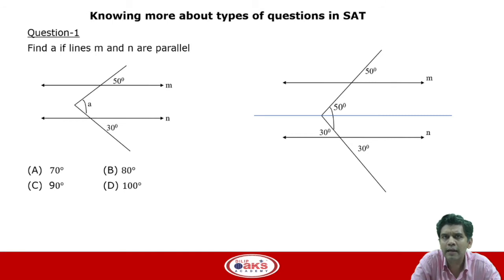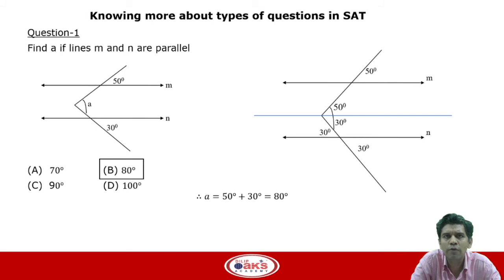Now, the next angle, which you must have guessed by now is exactly below 50 degrees on the other side of the blue line, is also going to be 30 degrees, being a pair of alternate angles. Therefore, the measure of angle A is equal to 50 degrees plus 30 degrees, which is equal to 80 degrees, which is option B.